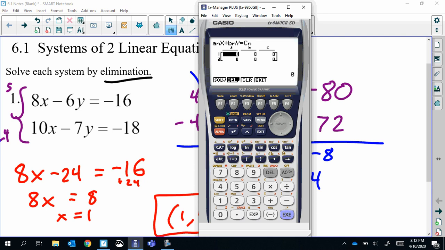And you just fill in your coefficients straight across from the very beginning. So that's 8, and then negative 6, negative 16. It needs to be in standard form. Then we fill in 10, negative 7, and negative 18. And then F1 to solve. And there it is, 1, 4, just like what we got by hand. So that's actually 4 ways we can solve it: elimination, substitution, graphing, or with calculator.